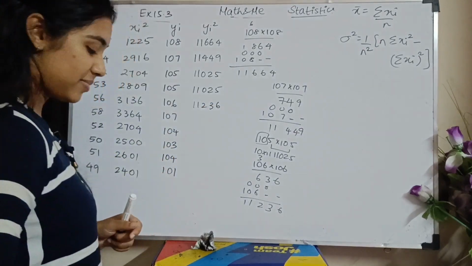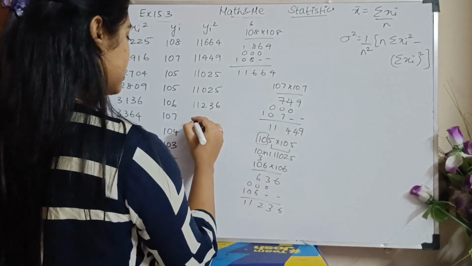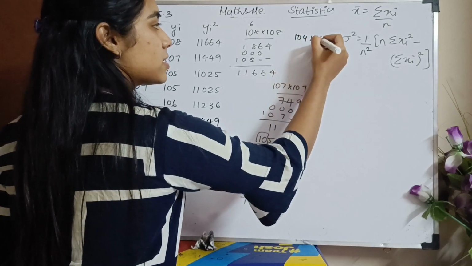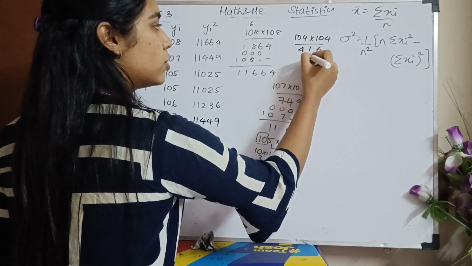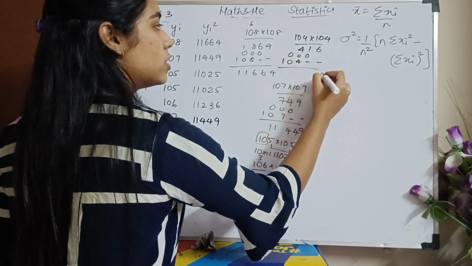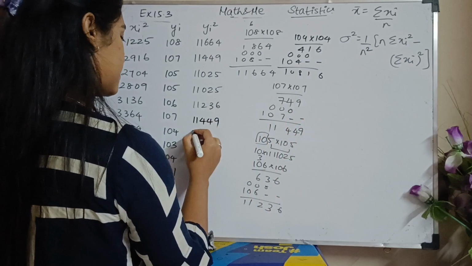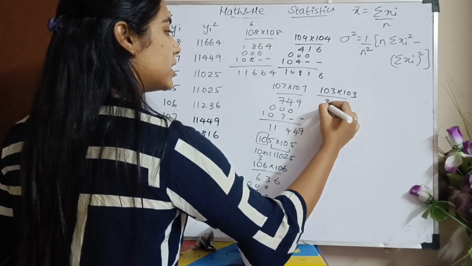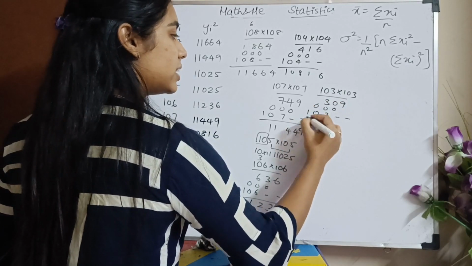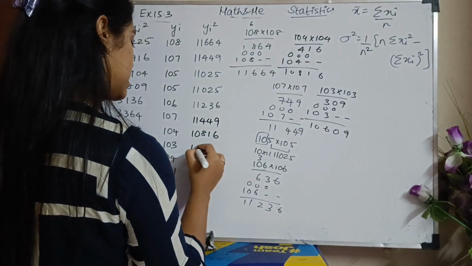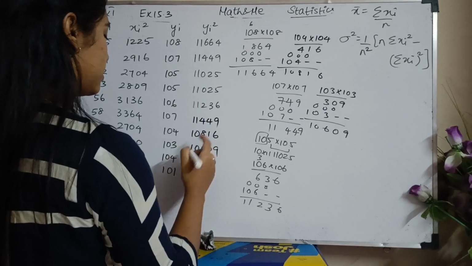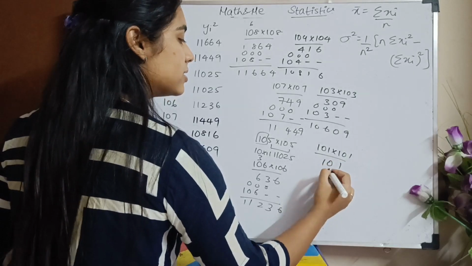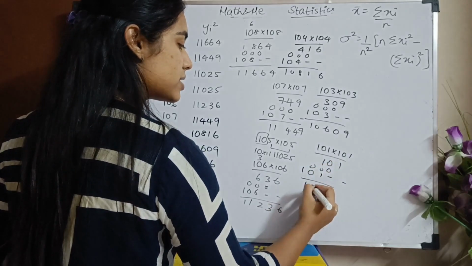The marker has run out. Now 107 into 107 repeats, good. 11449. Then 104, right? 104 times 104. 4 4s are 16. 1, 4 1s are 4. 000, 2 dash, 104, 6, 18, 01, 10816. 103 times 103. 3 3s are 9. 0, 3, 000, 103. So 9, 06, 01, 10609. 104 we just did, 10816. 101 times 101, 10201.